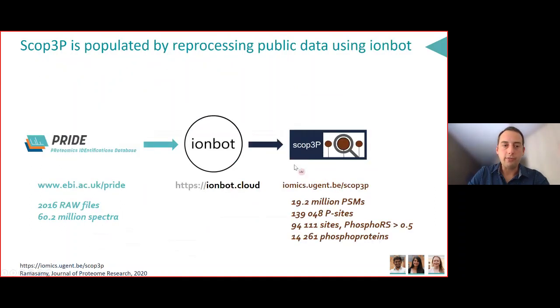So very briefly, we took data from the PRIDE repository. We took 2016 raw files comprising 60.2 million spectra and ran the whole thing through IonBot. We came up with 19.2 million PSMs, which is kind of 1 in 3, which is what you expect. We've got 140,000 odd phosphosites, 94,000 of which have a phosphoRS localization score of more than 0.5, and we have 14,000 odd phosphoproteins carrying these different sites.